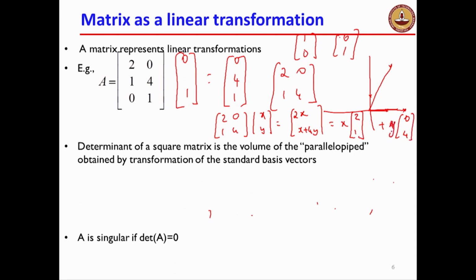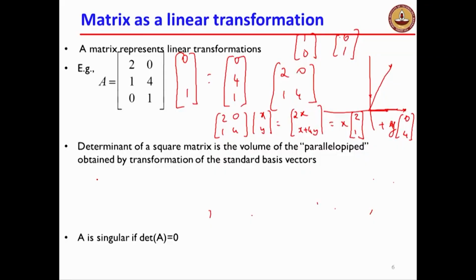So what the matrix is doing is transforming vectors from one space to another space. The columns of the matrix are basically the vectors that you get on transforming the standard basis vectors. So you take the standard basis vectors, transform them one at a time, and the columns of the matrix tell you what has happened to the resulting vectors.